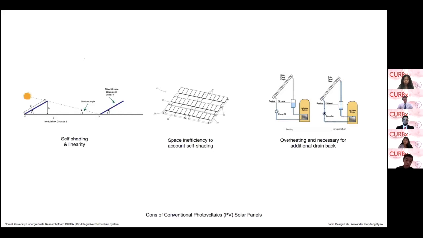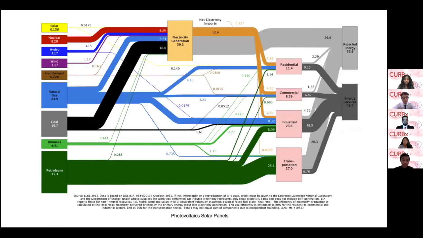And this reason might be because solar panels also have a variety of cons that I want to address. So the first con is basically self-shading and linearity. Because solar panels require tilt or angle, it creates self-shading, and this leads to space inefficiency. And then the other part of this is the overheating and the need for drain back issues, because when solar panels overheat, they create additional inefficiencies, which requires additional cooling systems.